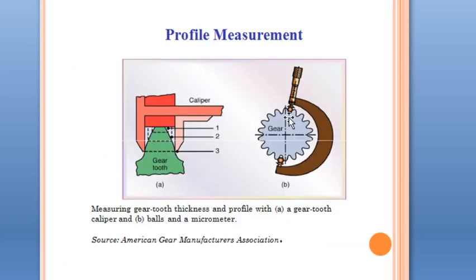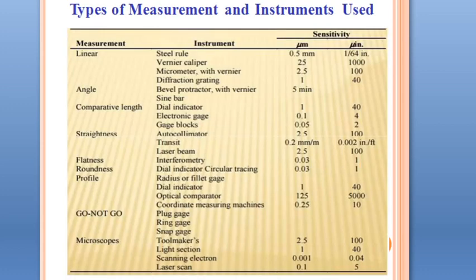This one is profile measurement. Here the profile of the gear is measured using a ball micrometer. Here the pitch of the gear is measured by a gear tooth vernier. These are the various measurements and corresponding instruments used, with their sensitivity.